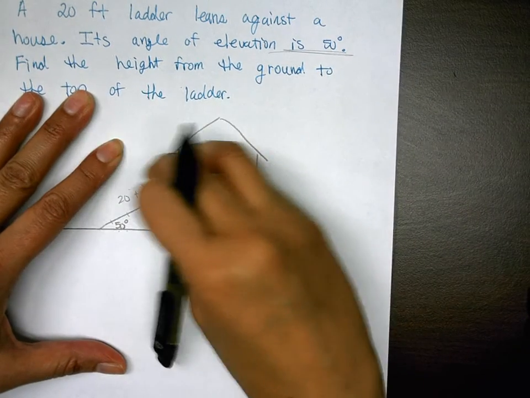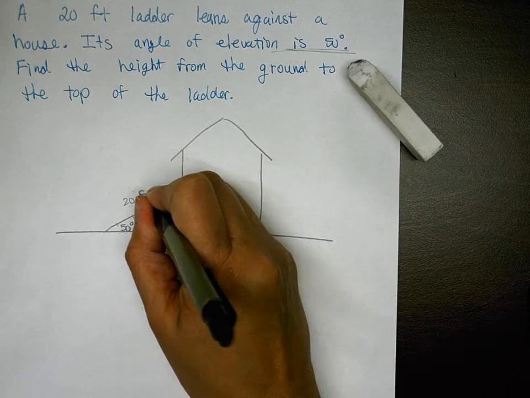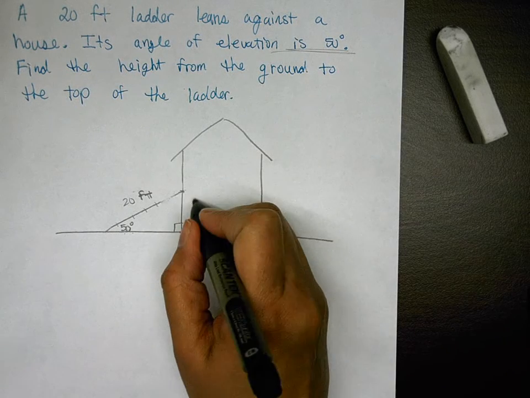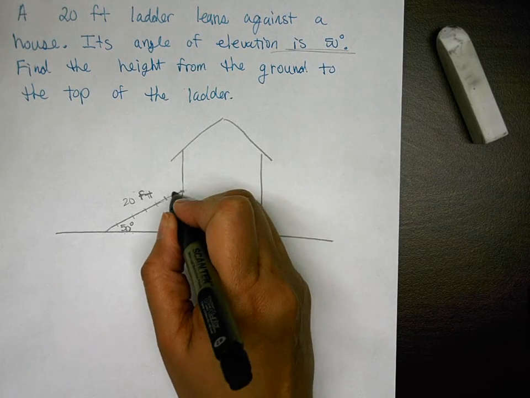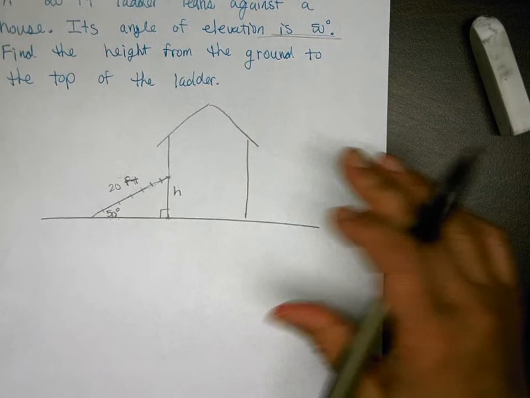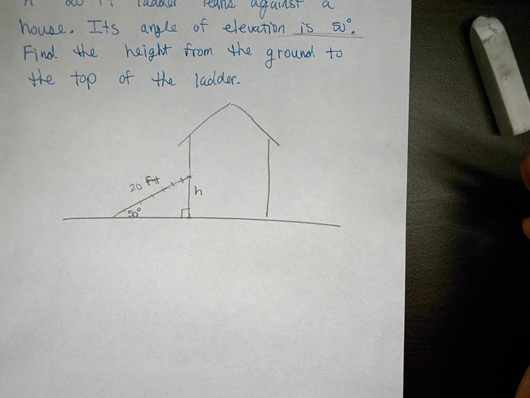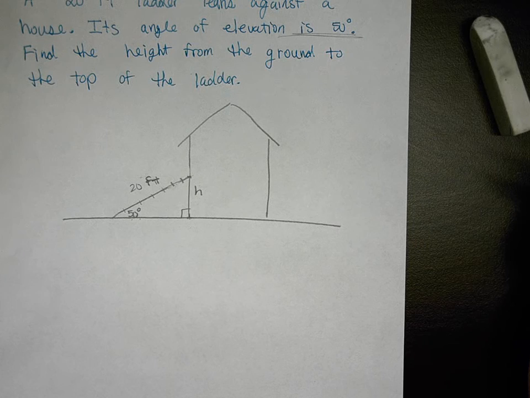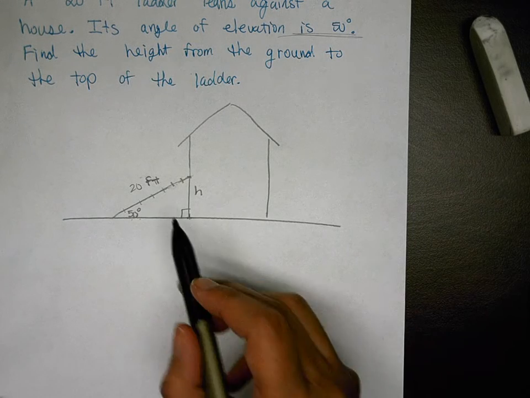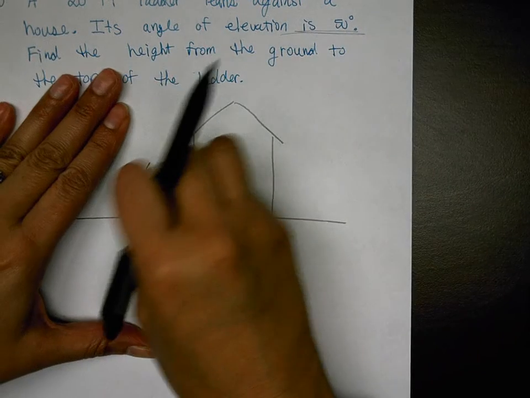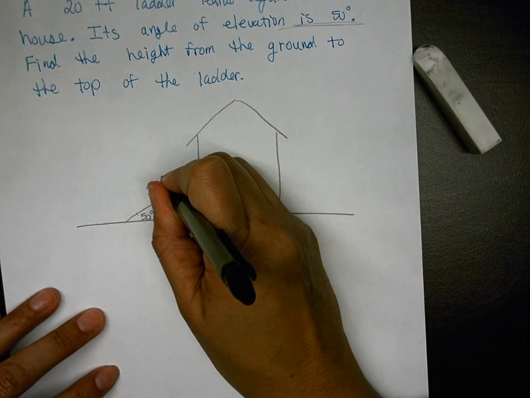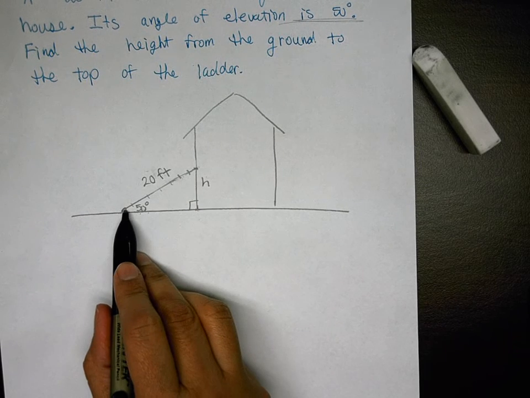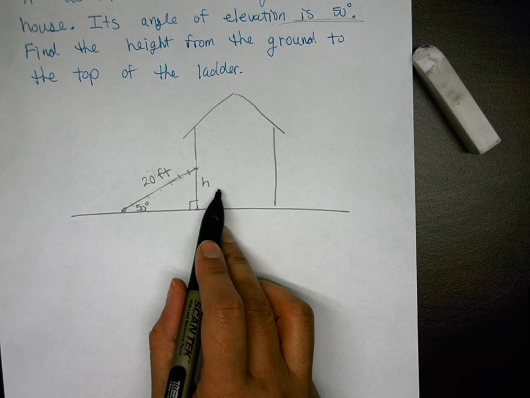All right, so find the height from the ground to the top of the ladder. So that's what we're looking for there. Find the height. Okay, so we're looking for a side. We're not looking for an angle. We're looking for a side. I don't have enough information to use Pythagorean's theorem because I only know one side. So I'm going to put my marker here. That's the angle I know. That's the side I'm looking for. That's the side I know.